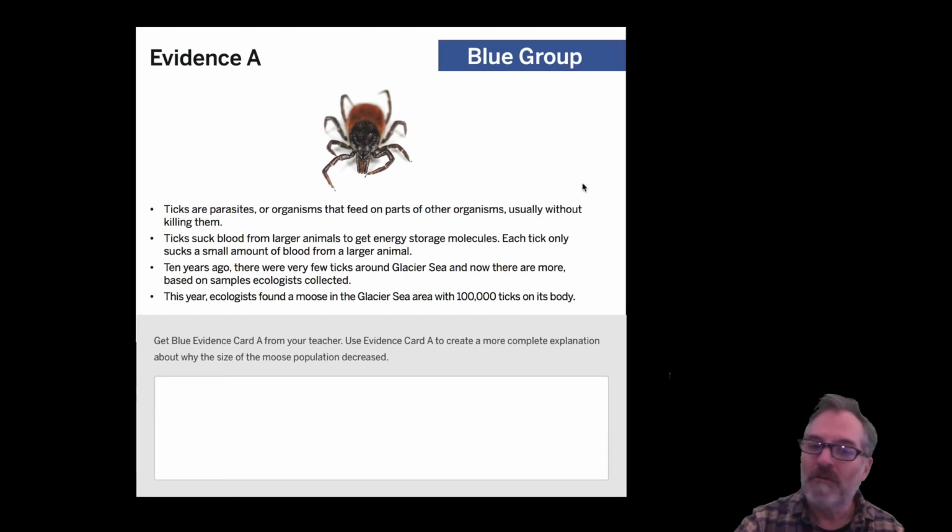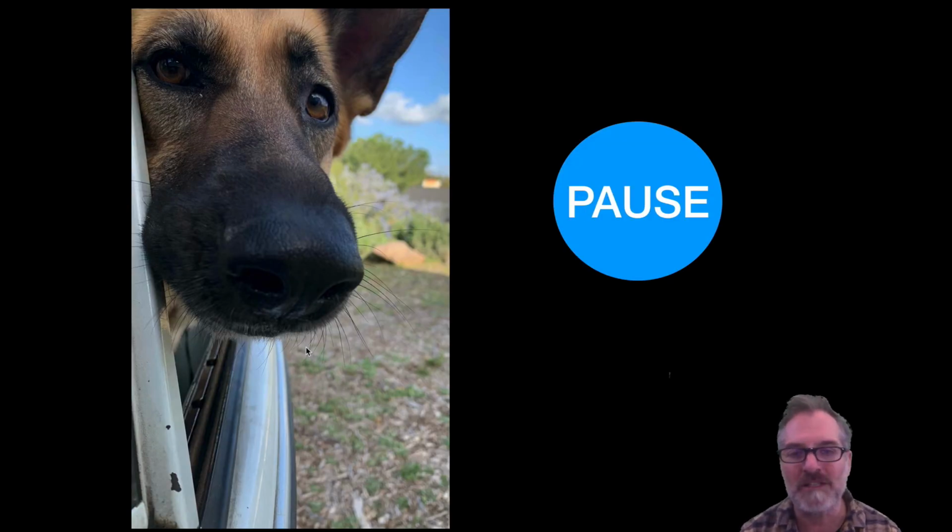So, from this evidence, from evidence card A, go ahead and create a more complex explanation of why and what was happening. Let's see here. We already got that. So create a more complex explanation about why the moose population is decreasing. Go ahead and write that down there. And you know the routine. Pause the video.